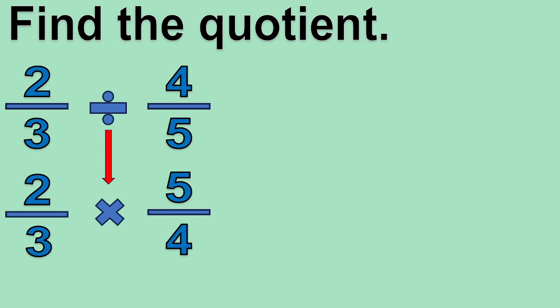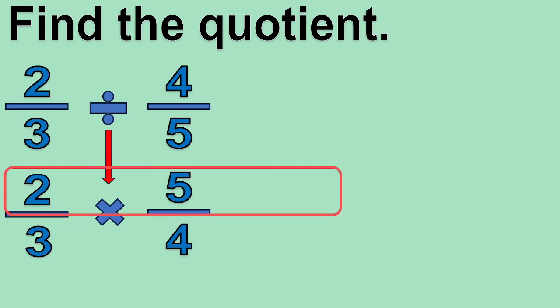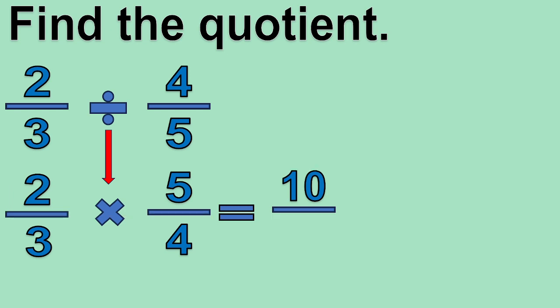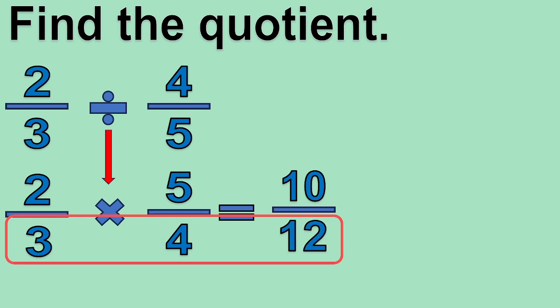Now, multiply the numerators. We have here 2 times 5 equals 10. Multiply the denominators. We have here 3 times 4. 3 times 4 equals 12.